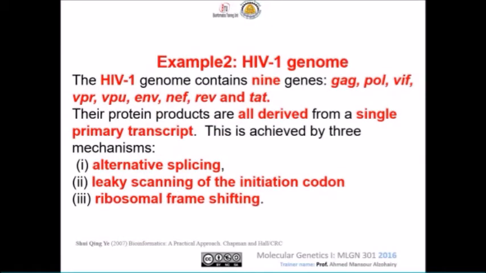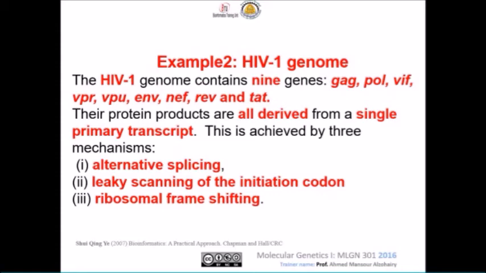There is another example which happens in viruses like HIV. For example, the HIV genome contains nine genes: GAG, POL, VIF, VPR, VPU, envelope ENV, NEF, REV, and TAT. Anyway, the protein products of these nine genes are all derived from a single primary transcript.